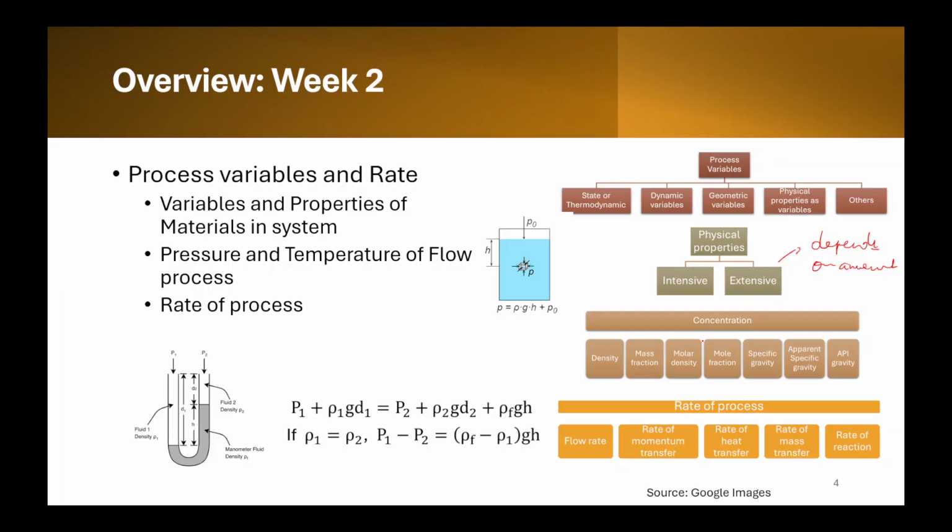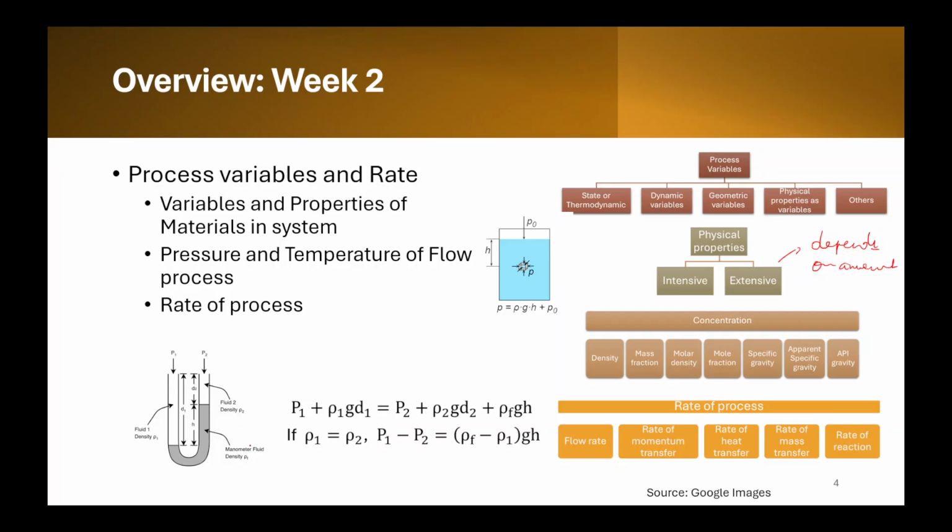And then we discussed the pressure and temperature of flow processes. So, firstly, we started with the pressure. We defined this term hydrostatic pressure. It is basically rho gh, which is the pressure exerted by this column of height h plus the atmospheric pressure. Then we discussed the general manometer equation.